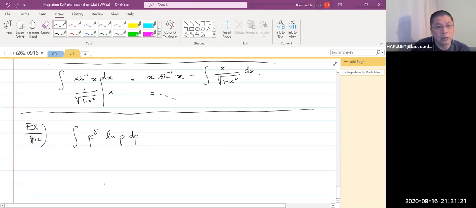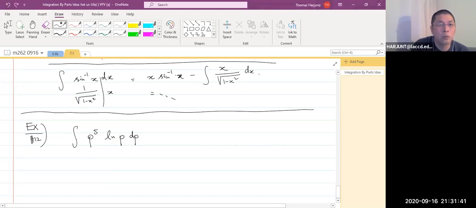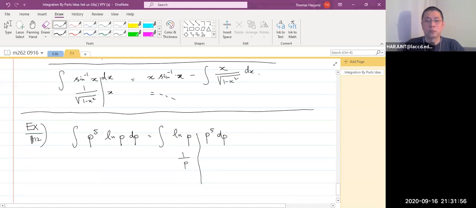I decide this is my derivative, 5p to the 4th. This integral, this is 1 over p. Oh, I'm sorry. Integral of ln is not 1 over, no, this is the derivative. No, this is not correct. I need to modify that. This is the integral of natural log of p times p to the 5th dp. The derivative of ln is 1 over p. Now the integral of p to the 5th is 1/6 p to the 6th.